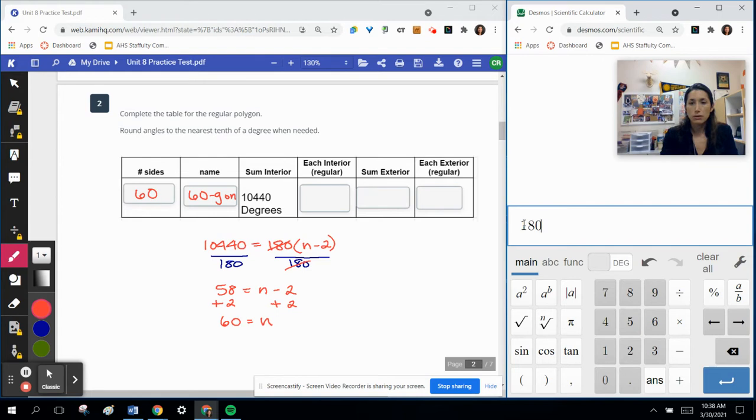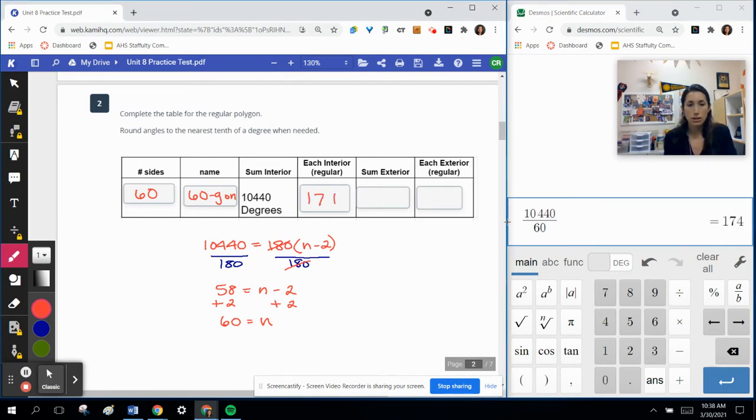Good. Now for each interior angle, remember we take the sum of the interior, whatever this answer is here, and we divide it by how many sides we have. So let's take 10440 and divide it by 60 sides, which we just figured out. That would be 174 degrees. Sum of the exterior is always the same, that's going to be 360. And for each exterior angle, we would take that and divide it by 60.